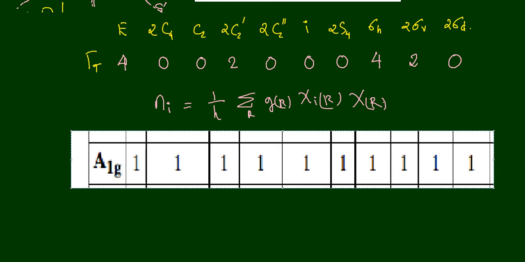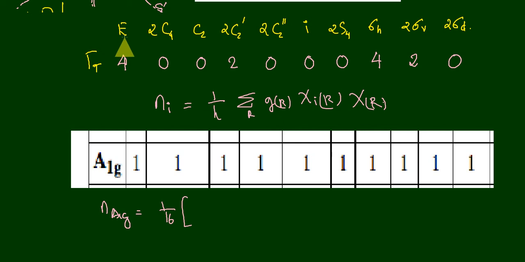And what I have to do is apply the reduction formula. In the reduction formula, we have 1 divided by h, and in our case h is equal to 16, the order of the group. So I can write n_a_1g is equal to 1 divided by 16 into, now we have to find this sigma gr chi_i(r) chi(r). We have to do this for every r.